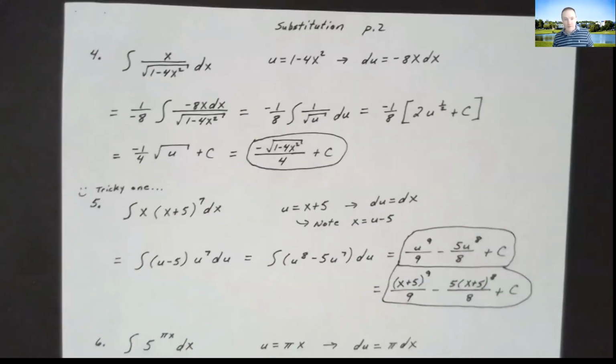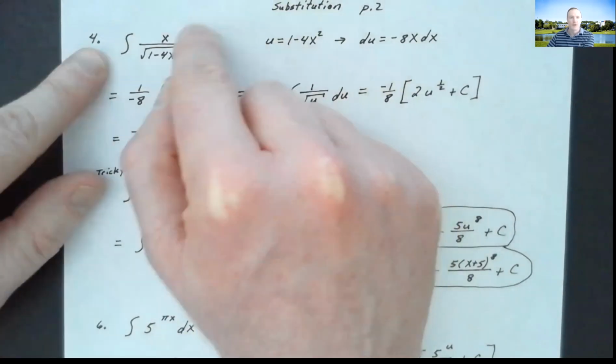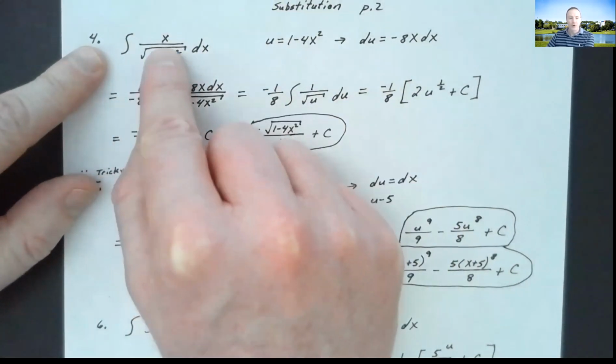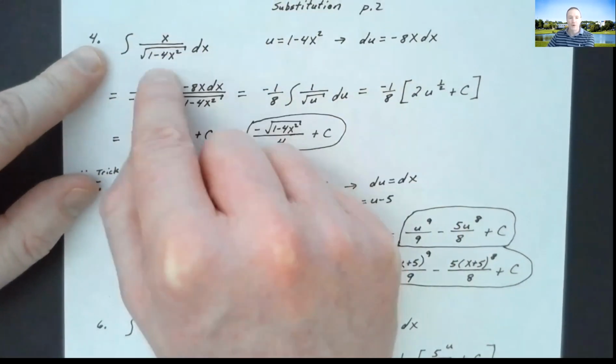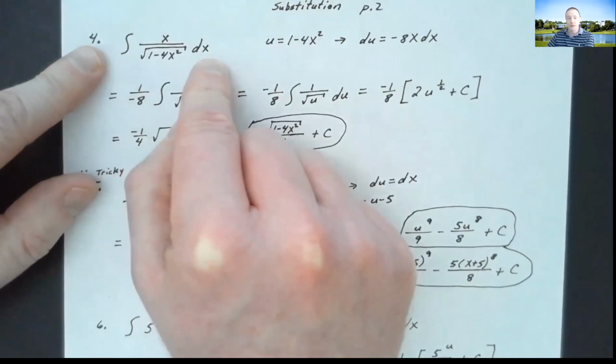Now, for the next page here in my notes, and each of these problems should get slightly more difficult as we go. I tried to start off easy and I worked towards beautiful in these examples. And number 4, we have the integral of x over the square root of 1 minus 4x squared. And I'm asking you to integrate that with respect to x.